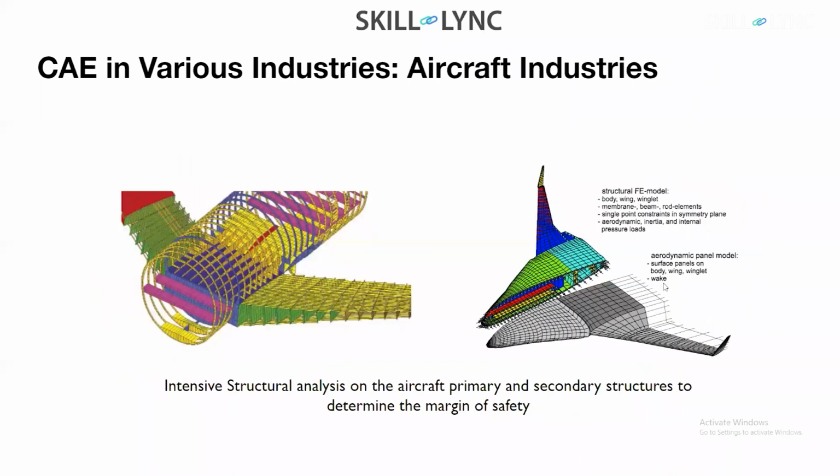And similarly, I was taking the case of an aircraft simulation. As you can see here, you can easily do a structural analysis on aircraft primary structures and secondary structures to find out the factor of safety and the margin of safety for various corresponding objects. That is also a very good example of CAE.